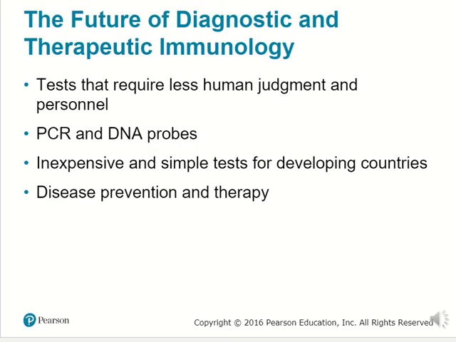Future of diagnostic and therapeutic immunology. Well, these tests require less human judgment and fewer personnel. They involve polymerase chain reaction and deoxyribonucleic acid probes, so PCR and DNA probes. They're very inexpensive, and they're simple tests for developing countries, and they help with disease prevention and therapy. Essentially, PCR is really good at amplifying a small amount of something to where it's large enough to either be observed or to make enough of it to be meaningful for, say, a medicine.